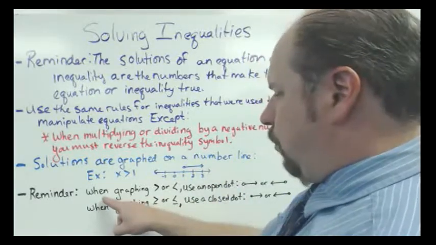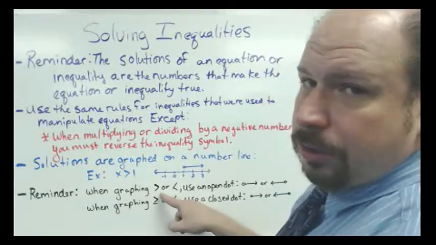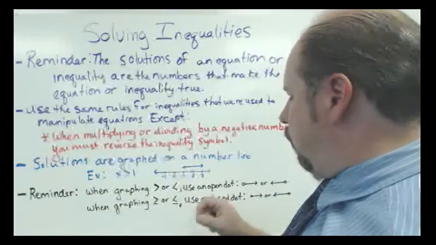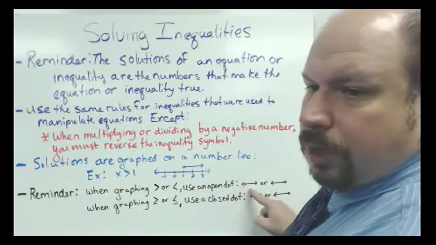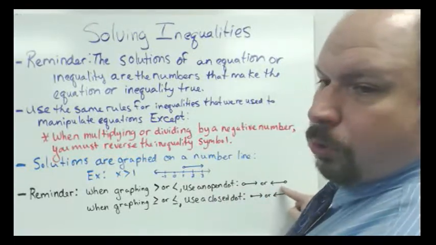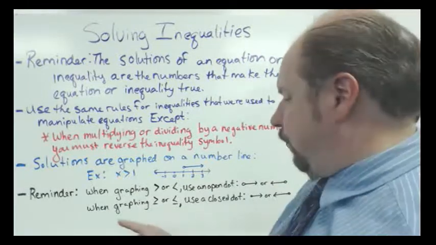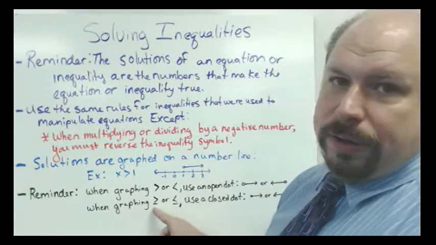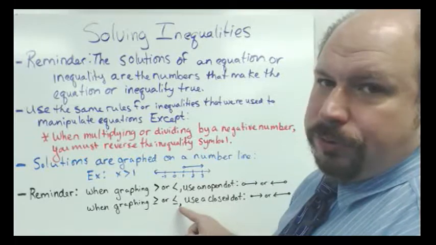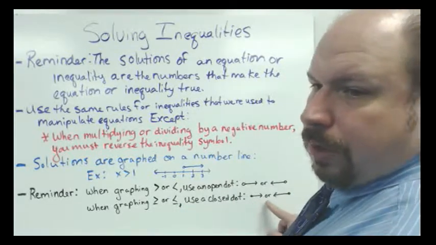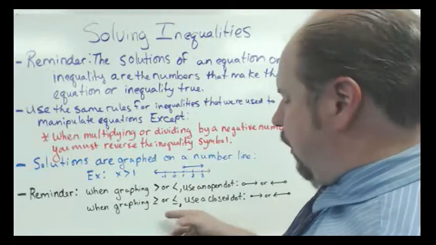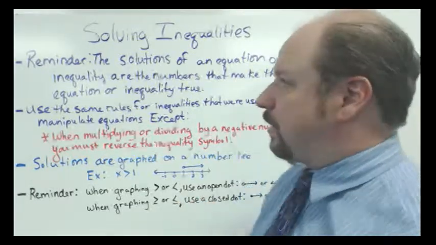Okay, so reminder, when we are graphing strictly greater than or less than, we use an open dot. And so we have an open dot going to either the right or an open dot going to the left. When graphing greater than or equal to or less than or equal to, we use a closed dot. So closed dot going to the right or closed dot going to the left, depending on greater than or less than.